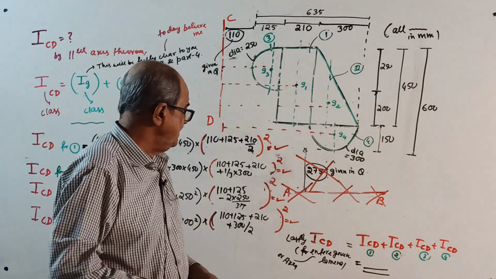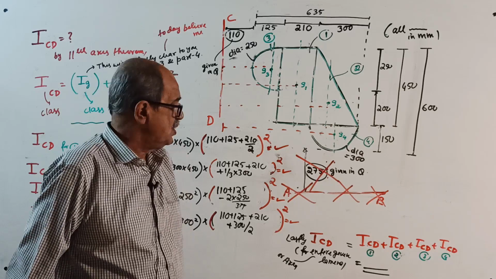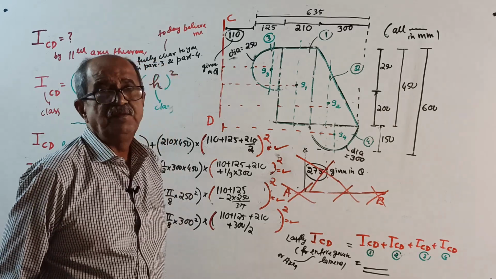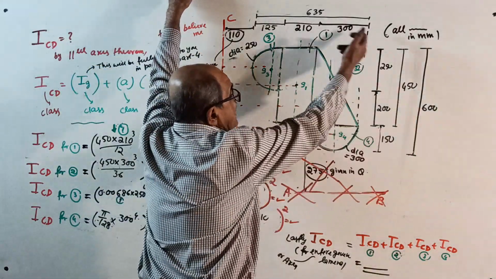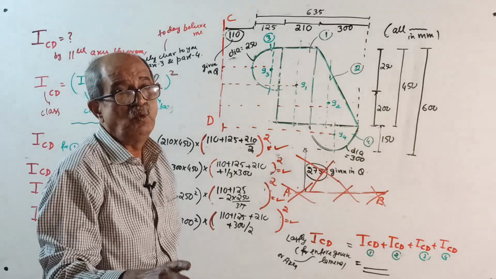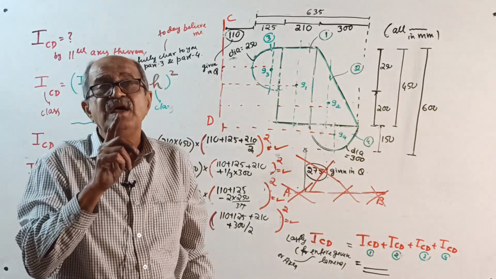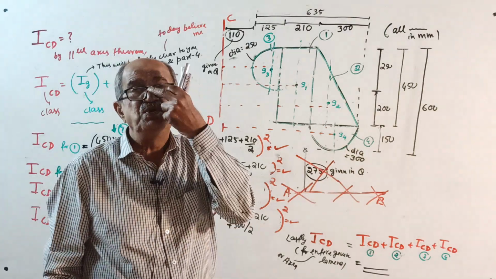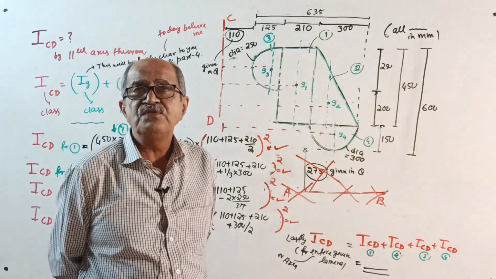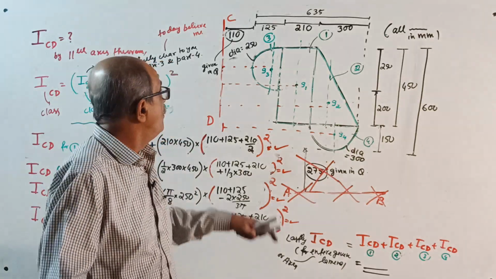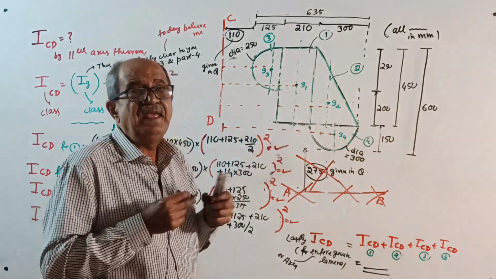Finally, ICD for the entire given area is ICD for 1, ICD for 2, ICD for 3 plus ICD for 4. Add all, you get I about CD of the entire given lamina. Okay. Now, the demo is not over. One very critical concept is there which you require for steel structures, because for rolled sections they give the property. So one more small concept is pending. I will make it ready and explain to you.